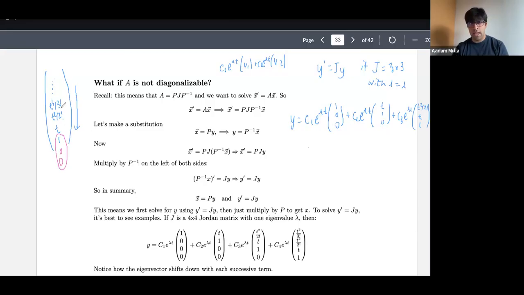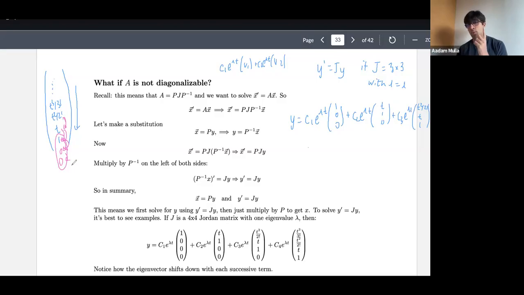Then for the second one, we take it and we slide it down one. This 1 moves here and this t moves here. So now we get 0, 1, t. Then we slide it down again. So the t squared over 2 factorial comes in here, t moves down to here, and 1 moves down to here. We're just sliding it down for every new eigenvector.